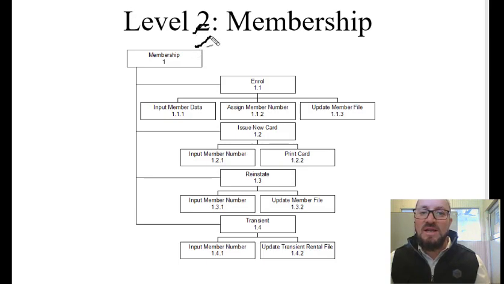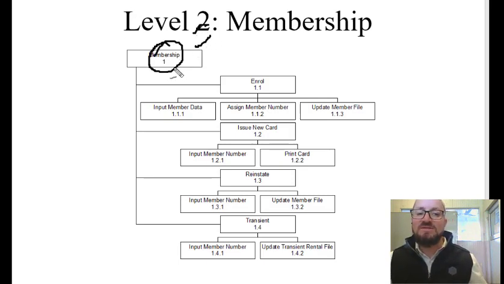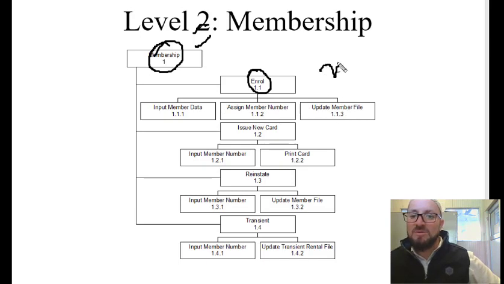In level 2, basically we see what was our level 1, for example membership, and we divide it into enroll and many other things. And enroll itself is divided into input member data, assign member number, update member number. So this is going to the 2nd level of the DFD now.